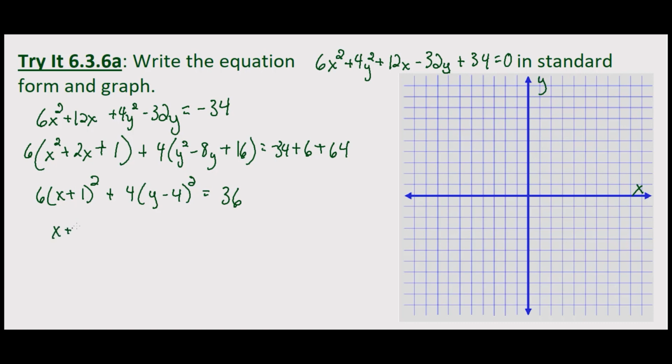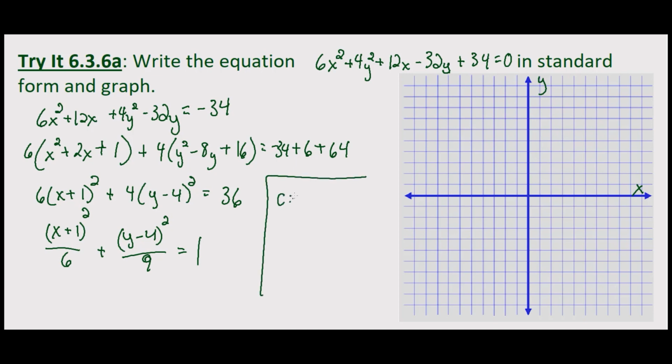Now when we divide both sides by 36, we're left with x plus 1 squared over 36 divided by 6 is just 6, plus y minus 4 squared, and then 36 divided by 4 is 9, equals 1. So now we've got that in our standard form for an ellipse. So what does this mean? That means our center is at negative 1, 4, because it's x plus 1, and y minus 4. So our center is at negative 1, 4. We'll go ahead and plot that.